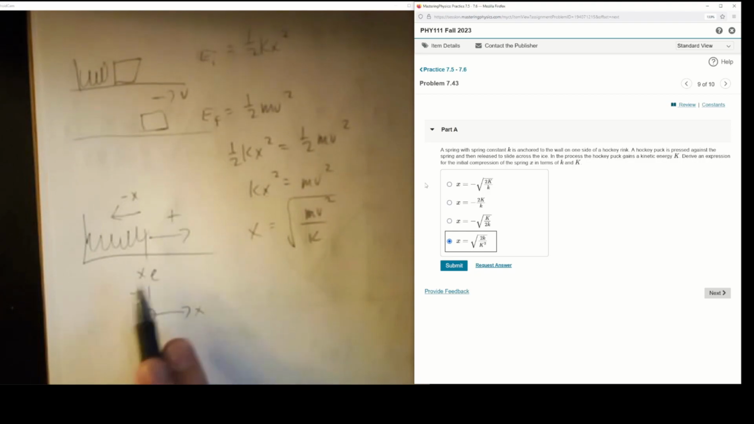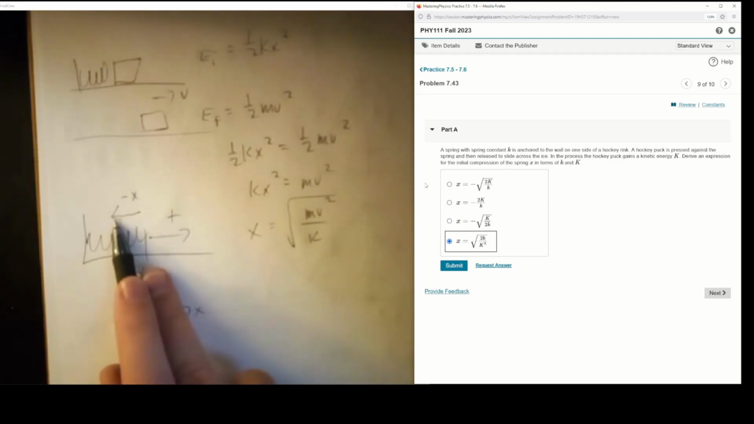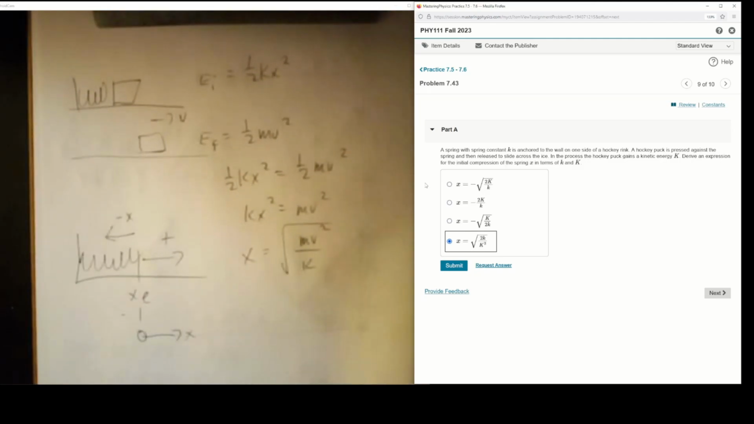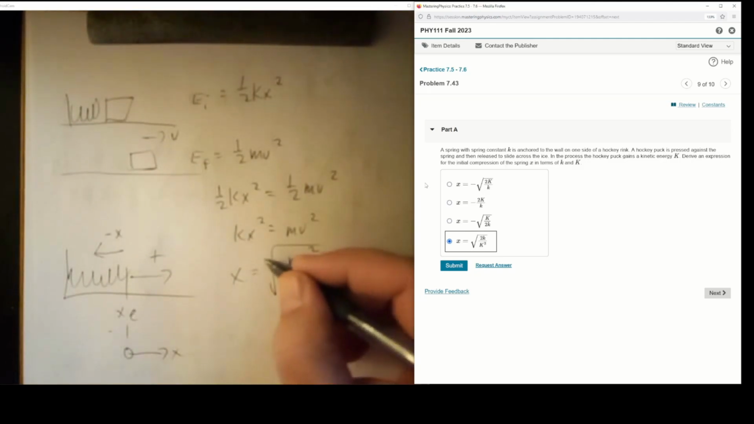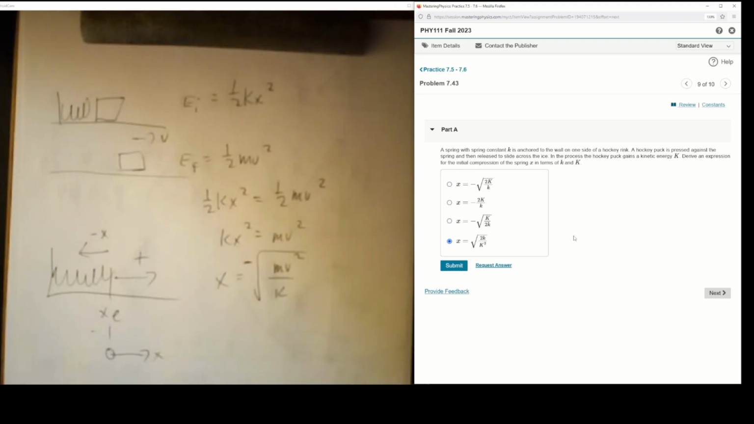Again, the equilibrium position of the spring is considered the origin, where the number 0 is. So to the right is positive. To the left is going to be negative. So compressing the spring will force us to take the negative of the square root, because we are compressing it. It does say here the initial compression of the spring. And see what we get.